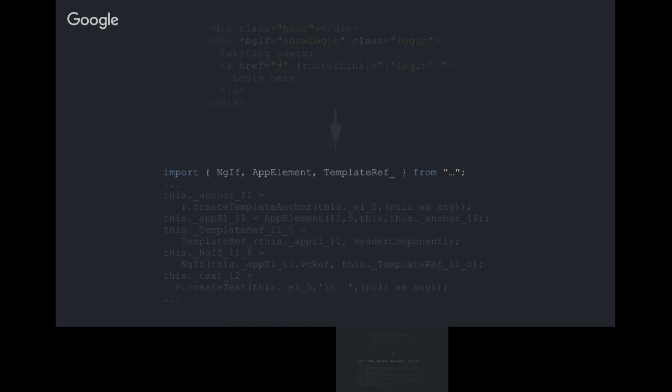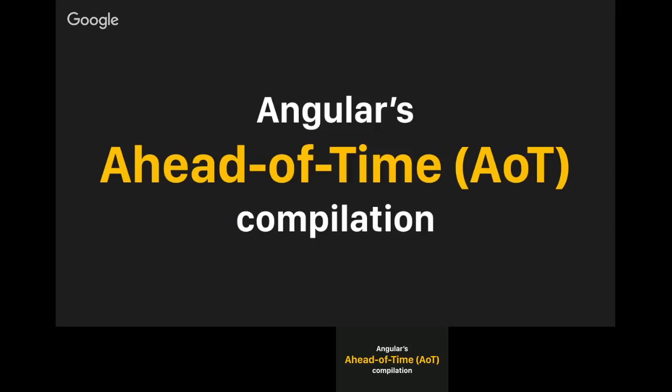Notice that we have here the ES 2015 imports. This is the process of so-called compilation in Angular. And we can have ahead-of-time compilation this way. So the compilation can happen both ways: it can happen at runtime, or it can happen as part of our build process.